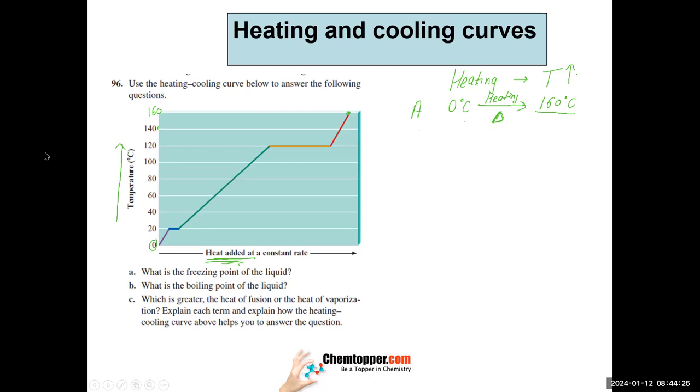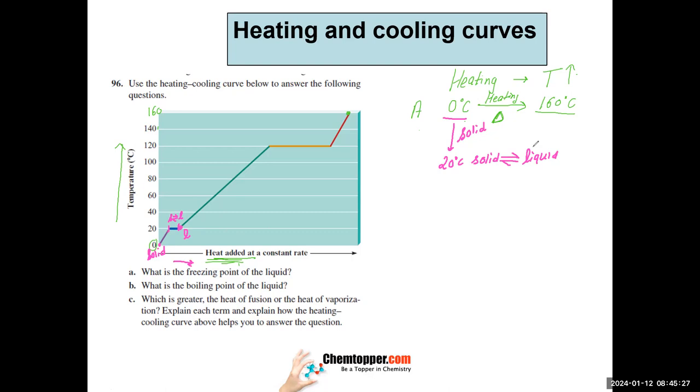At 0 degrees Celsius, the substance is solid. So from 0 to 20 degrees Celsius, the substance is solid, no change. But at 20 degrees Celsius, it starts melting. That's the melting point. The solid starts getting converted into liquid. A phase change is taking place. So this part represents both solid and liquid. Is it okay? And now at this point, it's pure liquid, completely melted because you are supplying heat.